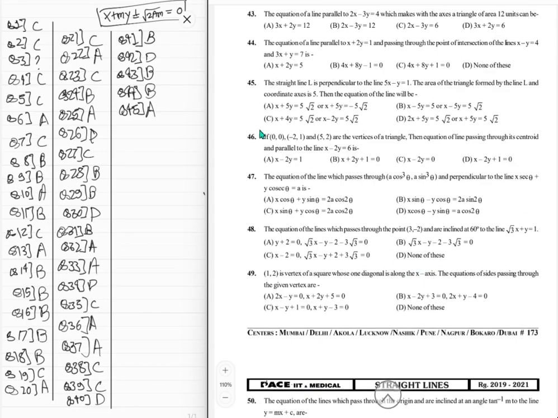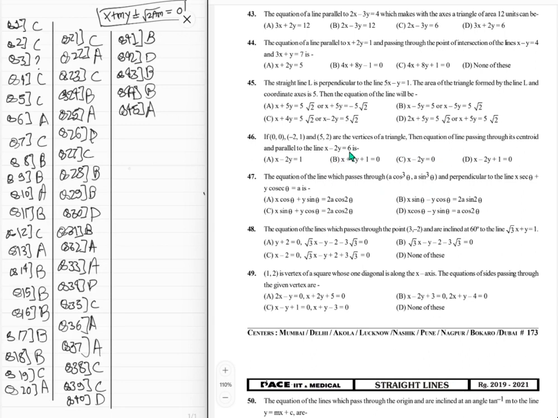46. If 0, 0, -2, okay, these are the vertices of a triangle, and the equation of the line passing through its centroid parallel to the line. Okay, passing, we can find the centroid, of course. Parallel to the line x minus 2y equal to 1.